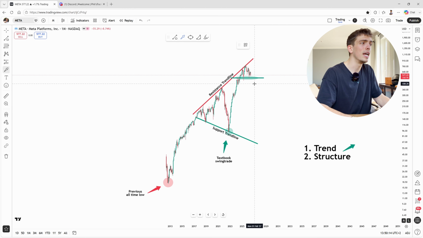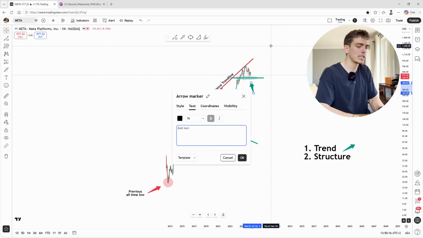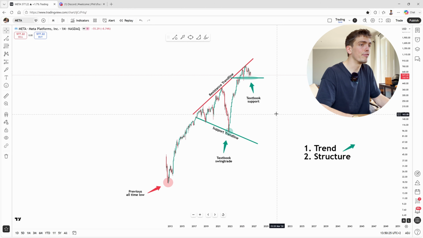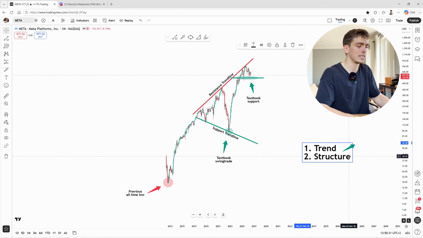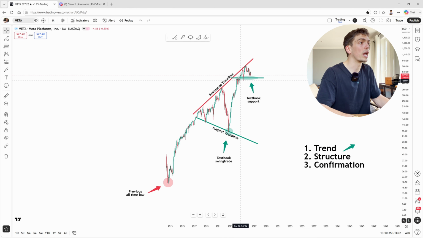And as we're speaking, you can see that Meta is once again retesting this very strong support area, a textbook support area. And if Meta from here just drops another, for example, 9% towards the downside, and we then obviously still have to wait for bullish confirmation on the smaller time frame, then you can once again catch a textbook swing trade.